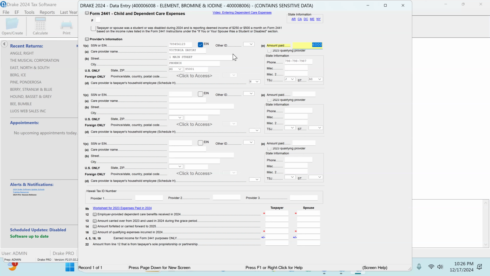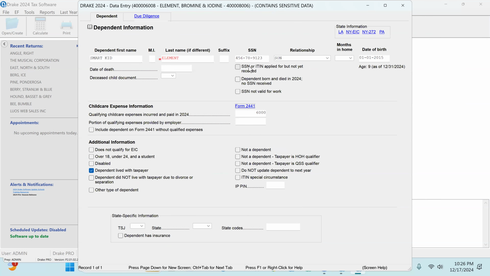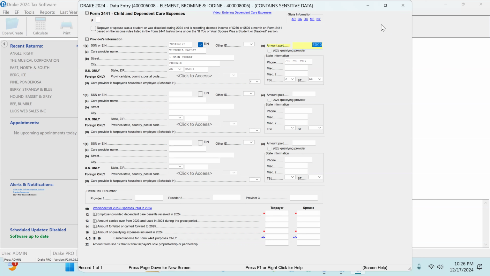Those are the daycare provider information, and this is the daycare expenses. So you need to input twice in different places. This is the first time, and this is the second time.